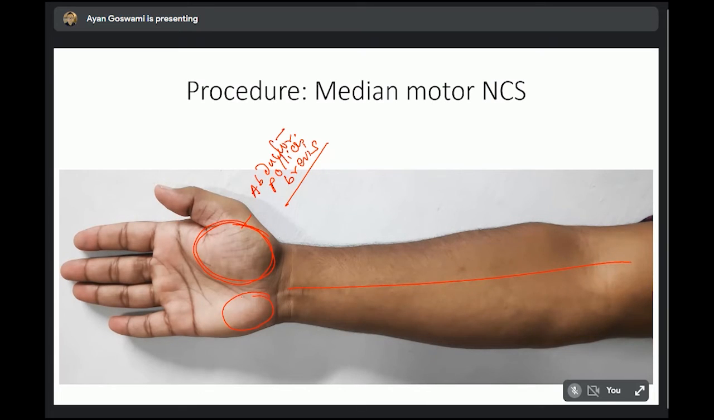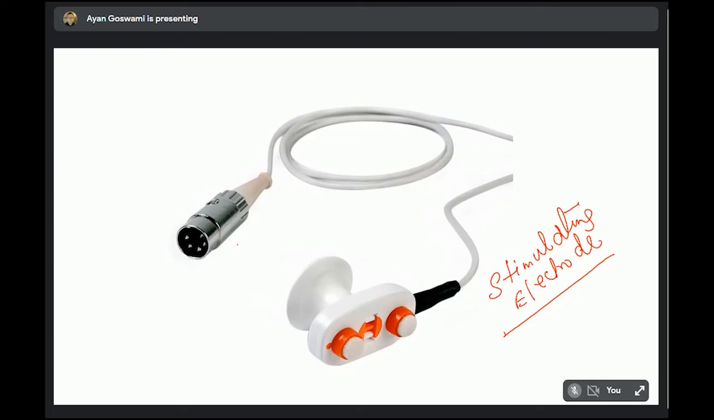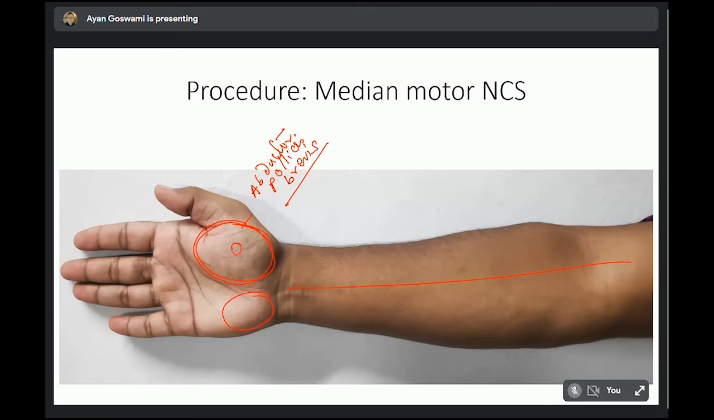Okay, so I will be placing the recording electrode. The recording electrode is the cup electrode. I will be placing it here. So this is the recording electrode, R. And I will apply the stimulating electrode over here at the wrist. S is the stimulating electrode, correct? I'll be stimulating at the wrist, and I will record the action potential. It is called compound muscle action potential.